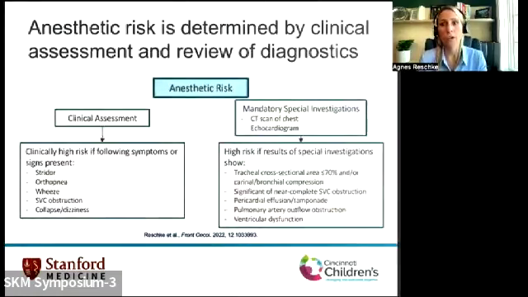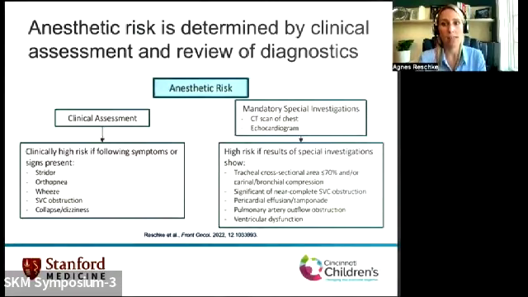During the huddle, we determine whether or not the patient is a high anesthetic risk based off of either their clinical features or their imaging. They're considered high risk if they have symptoms or signs of stridor, orthopnea, wheezing, SVC obstruction, history of collapse or dizziness, and all it takes is one of these symptoms to make them high risk.